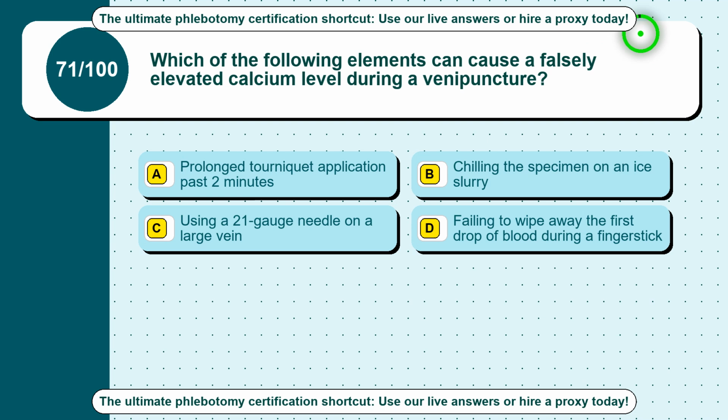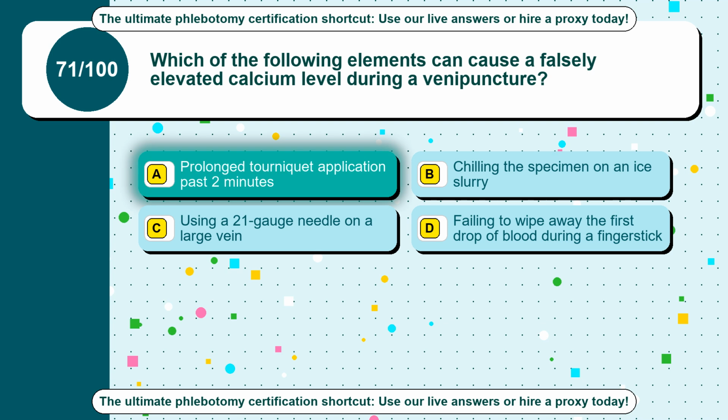Question 71. Which of the following elements can cause a falsely elevated calcium level during a venipuncture? Option A, prolonged tourniquet application past 2 minutes. Option B, chilling the specimen on an ice slurry. Option C, using a 21-gauge needle on a large vein. Option D, failing to wipe away the first drop of blood during a finger stick.